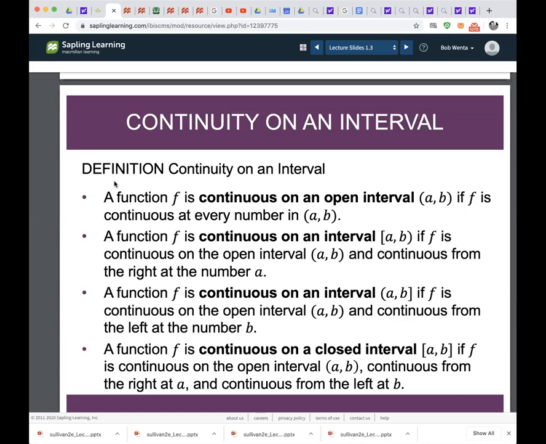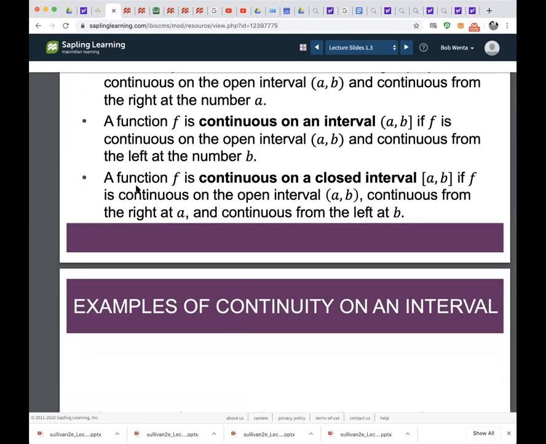And then I hope you can see just the logic of closed and closed means that it's continuous from the right at a and continuous from the left at b. But it's essential that it's got to be continuous on the open interval a to b in between. Okay, let's do an example here.